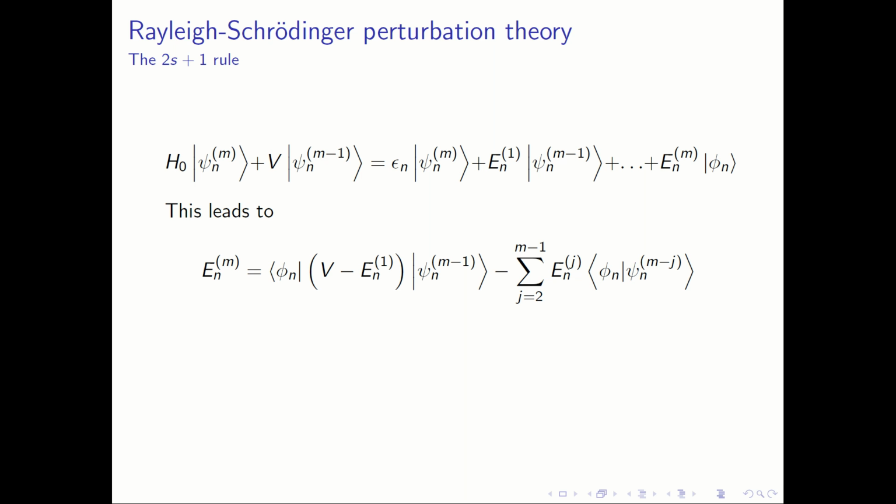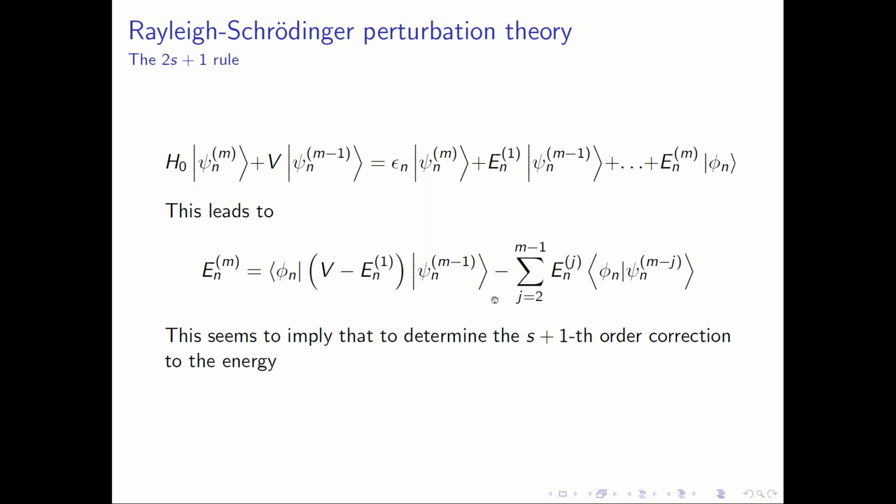Now the standard way seems to imply one thing. Suppose I know all the energy corrections and the wave function corrections up to the order s. That is, I know this for all m minus 1 until m minus 1 equals s. When I say up to, I mean I know all the lower energy corrections already. So I can easily find out the s plus 1th energy correction.